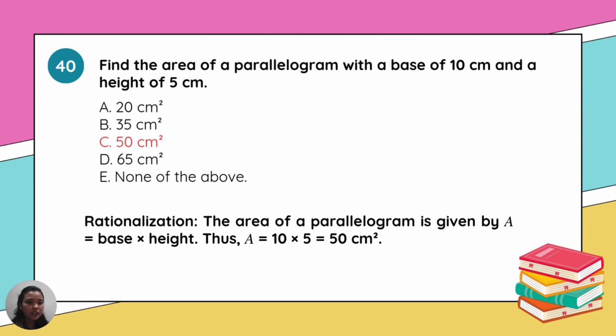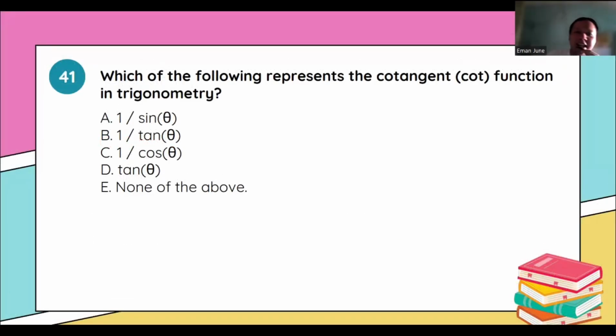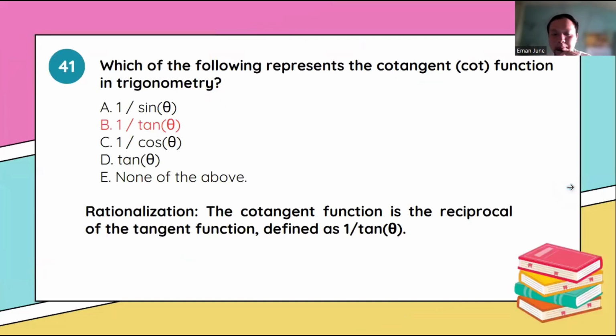Emmanuel Benavente to continue. Now let's have question 41. Which of the following represents the cotangent function in trigonometry? A. 1 over sin, B. 1 over tan, C. 1 over cos, or D. tan, or letter E. None of the above. So the answer for question 41 is letter B, 1 over tan.